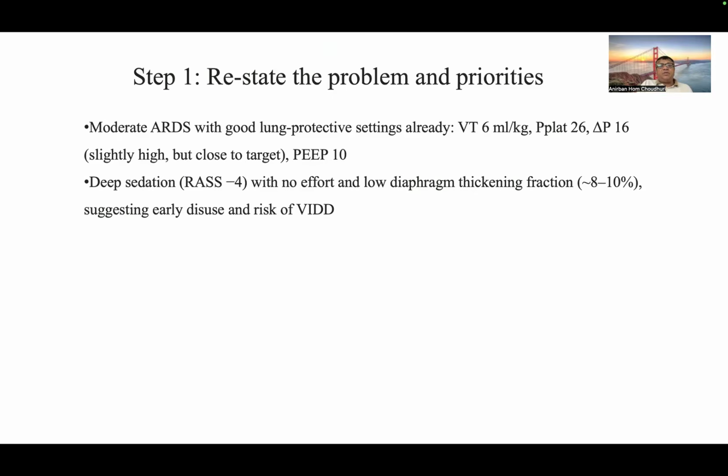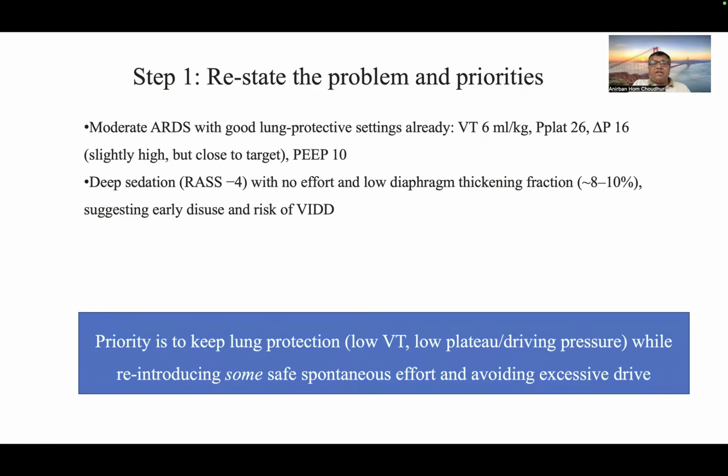In such a patient, if we go in a stepwise manner, the first step is to restate the problem and the priorities, where moderate ARDS with a good lung protection strategy is already in place, deep sedation with no effort and low diaphragm thickening fraction suggesting early disuse and the risk of VIDD. So this patient has a high risk of VIDD. So the priority is to keep the lung protection with low tidal volume, low plateau and low driving pressures, but reintroducing some safe spontaneous effort and avoiding excessive drive.